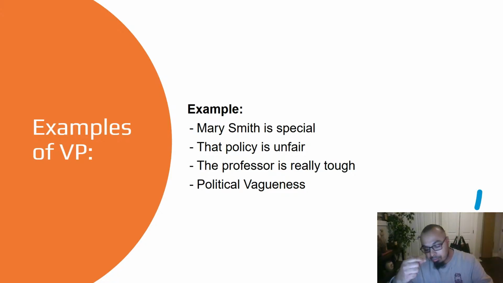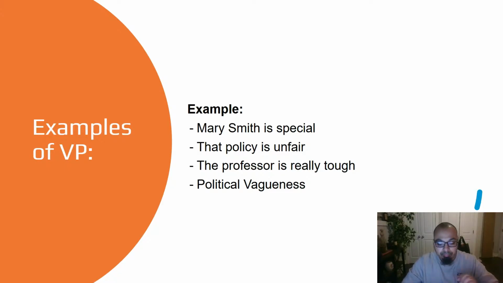So therefore, this use of the word special becomes very, very vague. So if we take from this example, vagueness blocks understanding. You can't evaluate or challenge a claim if you don't know what it means.